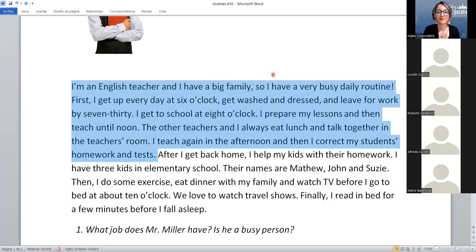Okay, let's do it. I'm an English teacher and have a big family, so I have a very busy daily routine. First, I get up every day at 6 o'clock, get washed and dressed, and leave for work. By 7:30, I get to school, and 8 o'clock, I prepare the lesson. Teach until noon. The other teacher and I always eat lunch together and the teacher's rooms. I teach again in the afternoon, and then encourage my students homework and tests.